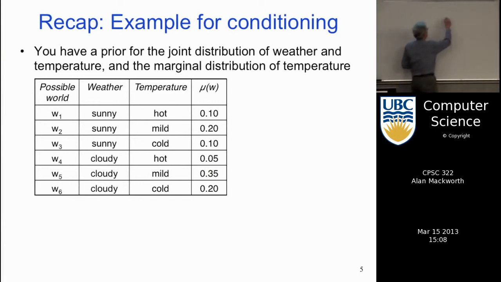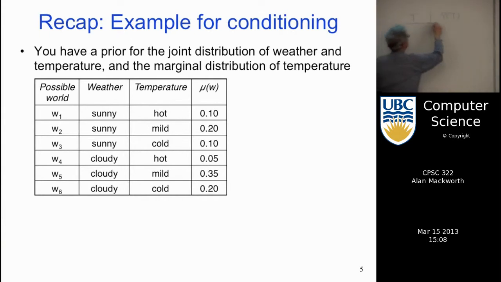So in other words, for each value of the temperature, I need to know the probability of the temperature, the prior probability, given no other information. If I don't know the weather, in other words, what is the probability of the temperature? And I've just got three temperature ranges, what we call them, hot, mild, and cold. So this is the marginal distribution of T, the prior distribution of T. Okay, so how do I get that?